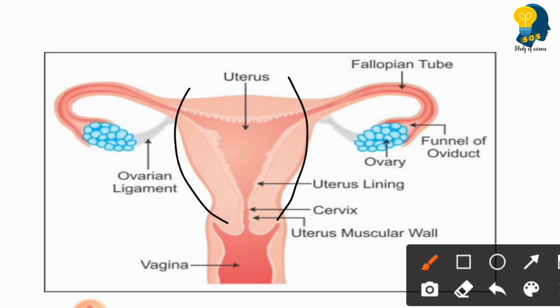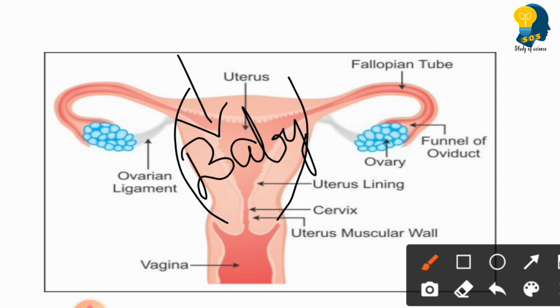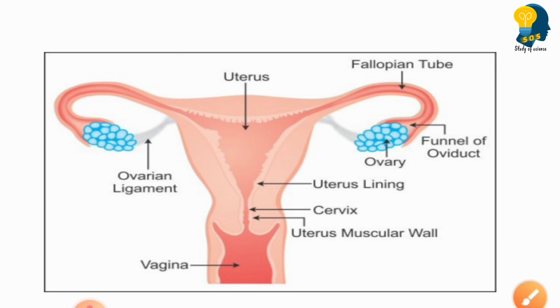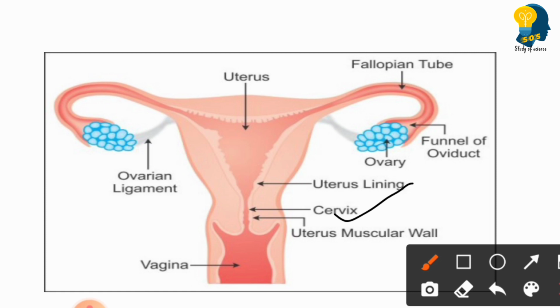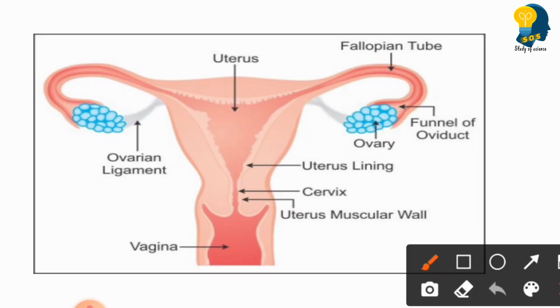So the next part is the uterus. The uterus is a pear-shaped muscular organ. It helps in the development of the fetus. See, when I say the fetus, it is the baby. The development of the baby takes place in this region, inside the uterus. Clear? Moving to the next part, which is the cervix. The cervix is the narrow part which is present just below the uterus. And the last part is the vagina. The vagina is a tube-like structure.